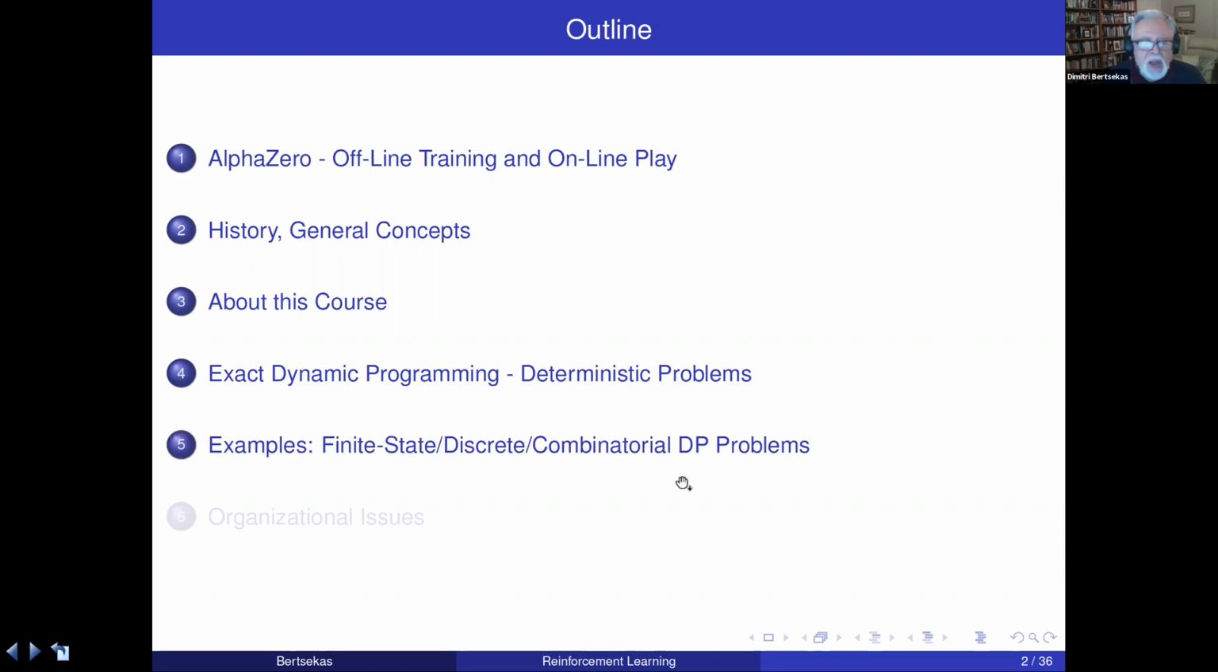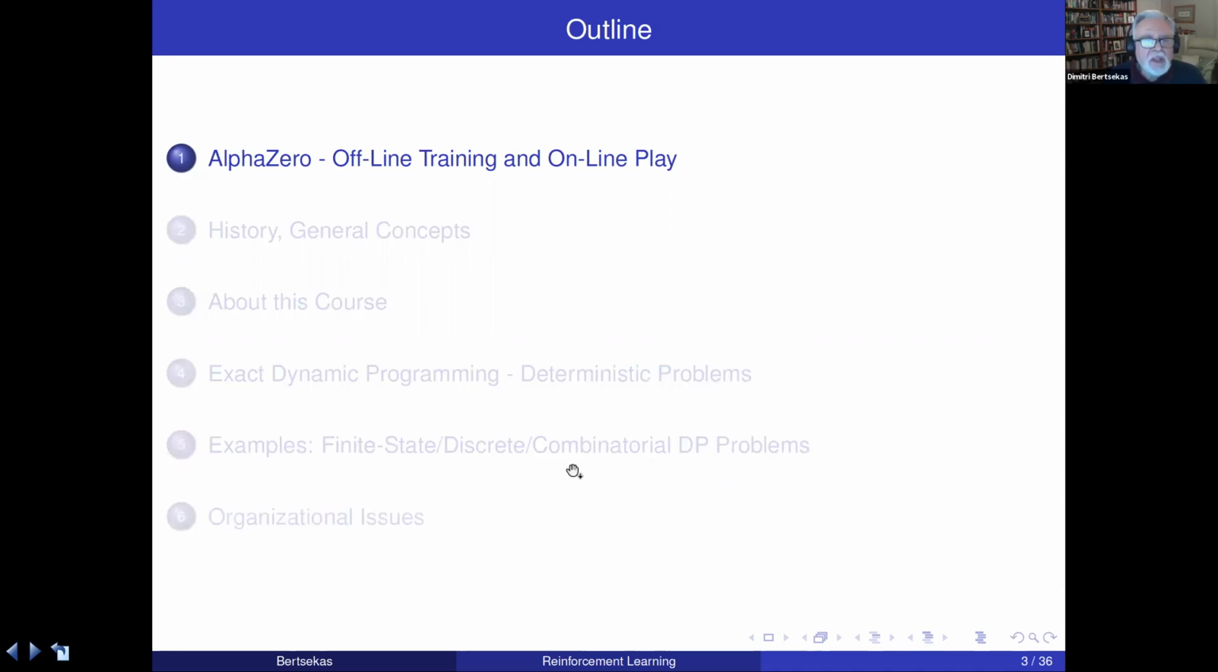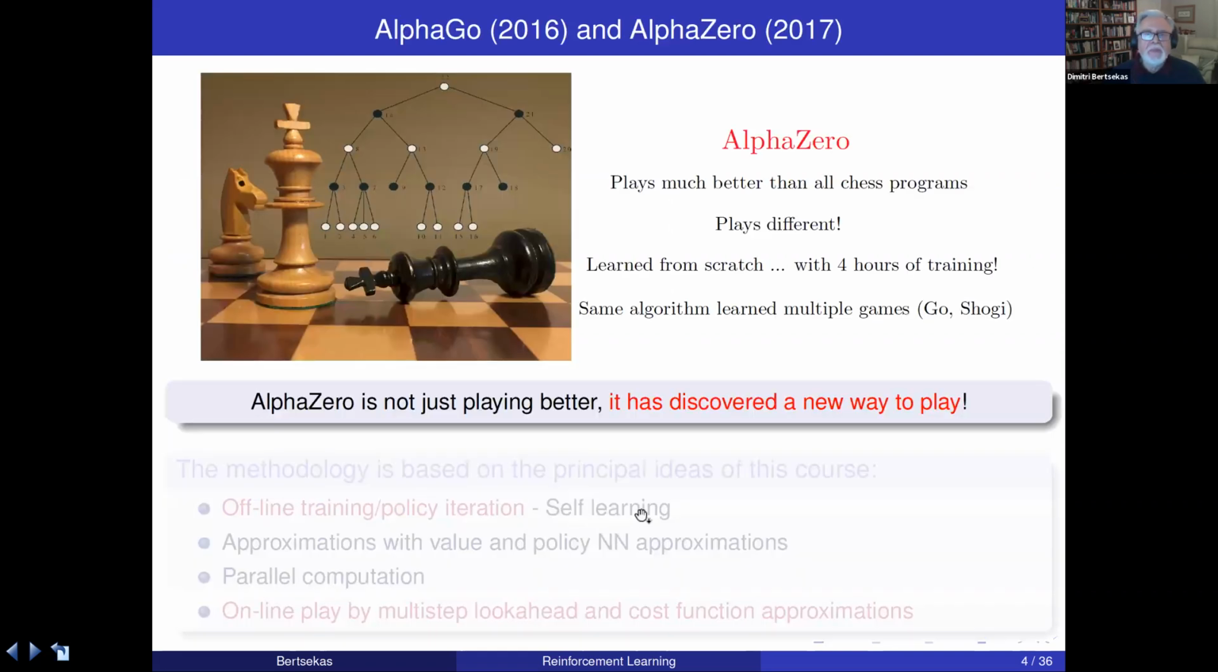Then I'm going to give some examples. A subject that's not covered in the mainstream reinforcement learning literature is discrete optimization and very difficult intractable combinatorial optimization problems. We're going to see how they can be handled by dynamic programming, therefore opening the door to using reinforcement learning techniques for their solution. And then I'm going to say a few things about how the course is organized. So let's go to AlphaZero.